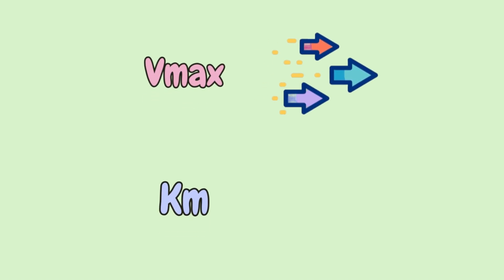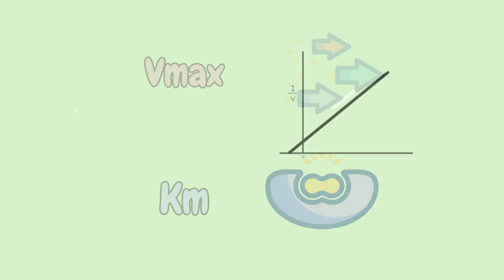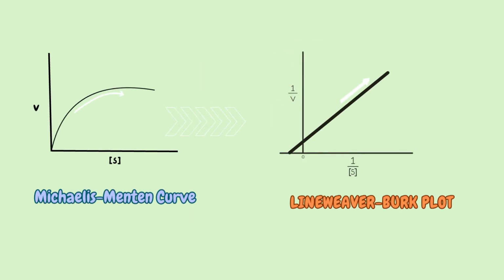So, to wrap up, Vmax tells us how fast an enzyme can go, Km tells us how good it is at working with the substrate, and the Lineweaver-Burk plot is the shortcut scientists use to see it all clearly.